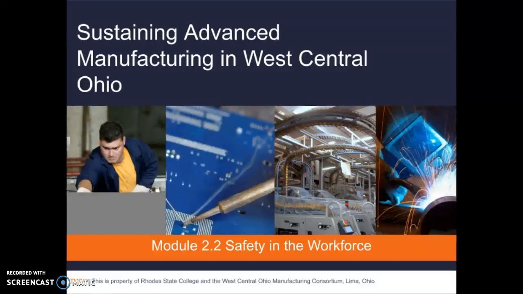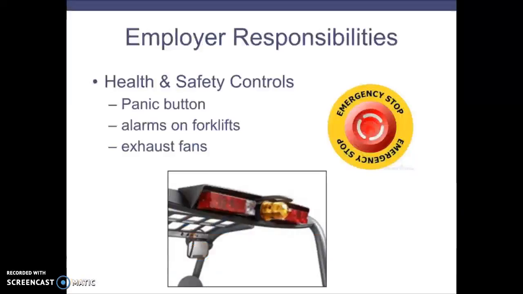Now that you've learned about the agencies that protect our safety in the manufacturing workforce, let's move into safety in the workforce and talk about the employer's responsibility and your responsibility as an employee. As we look at the employer's responsibility, it is really to value your health and safety and provide controls for that. So there are panic buttons, alarms on forklifts, exhaust fans, and the emergency stop, like you can see over here in the corner.